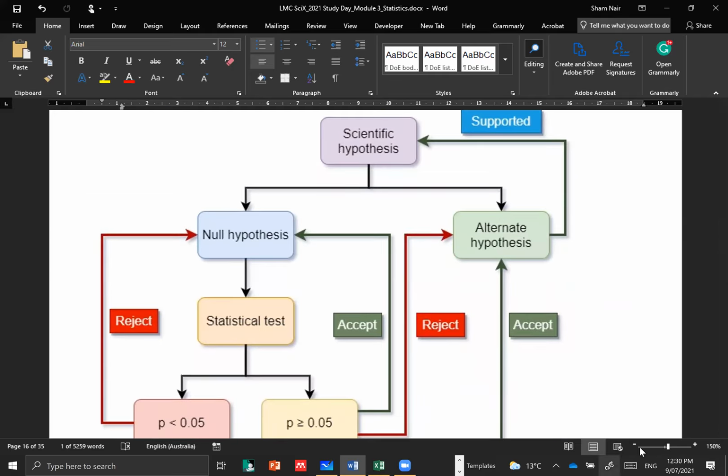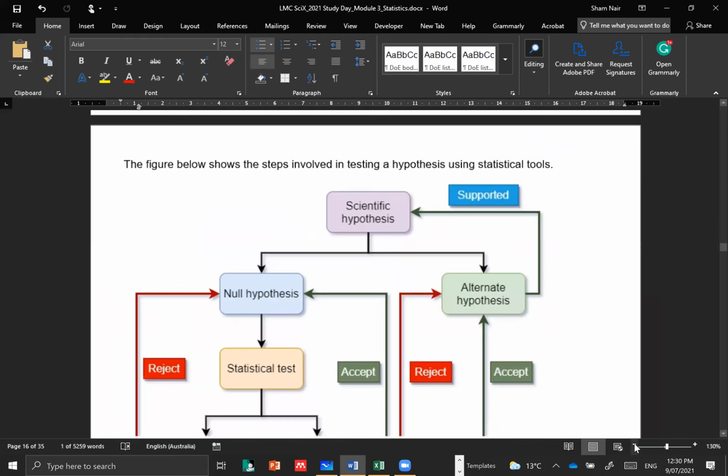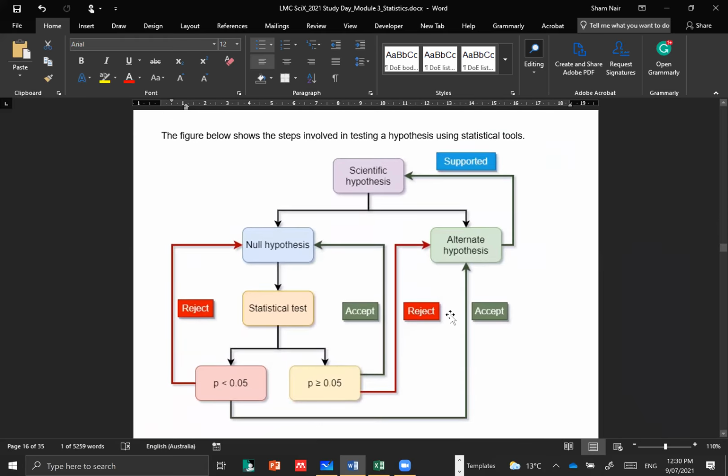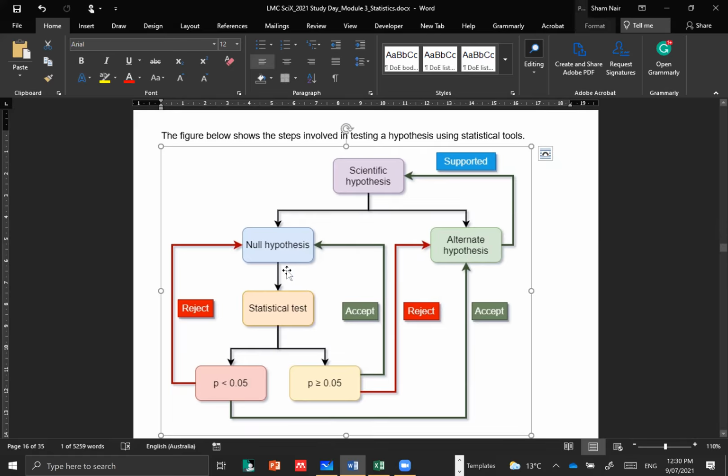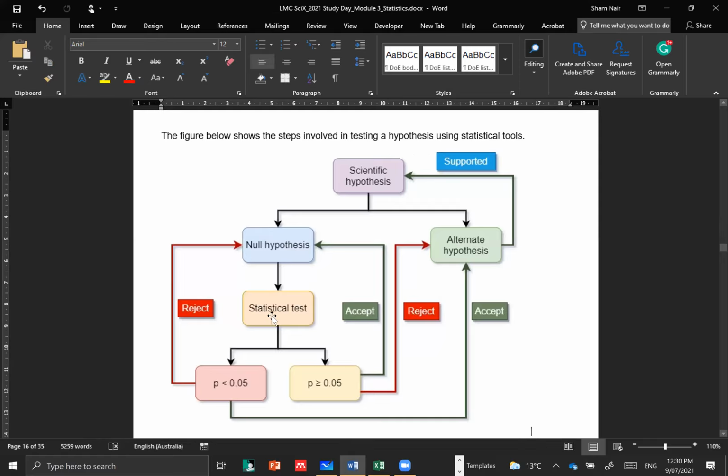Once again, I've got a flow chart to just summarize that process. Let's start here, scientific hypothesis. From the scientific hypothesis, we develop the null and the alternate hypothesis. Then we conduct the statistical test. Notice that the statistical test is only conducted on the null hypothesis. It's never conducted on the alternate hypothesis. Really important: the statistical test is always conducted on the null hypothesis.